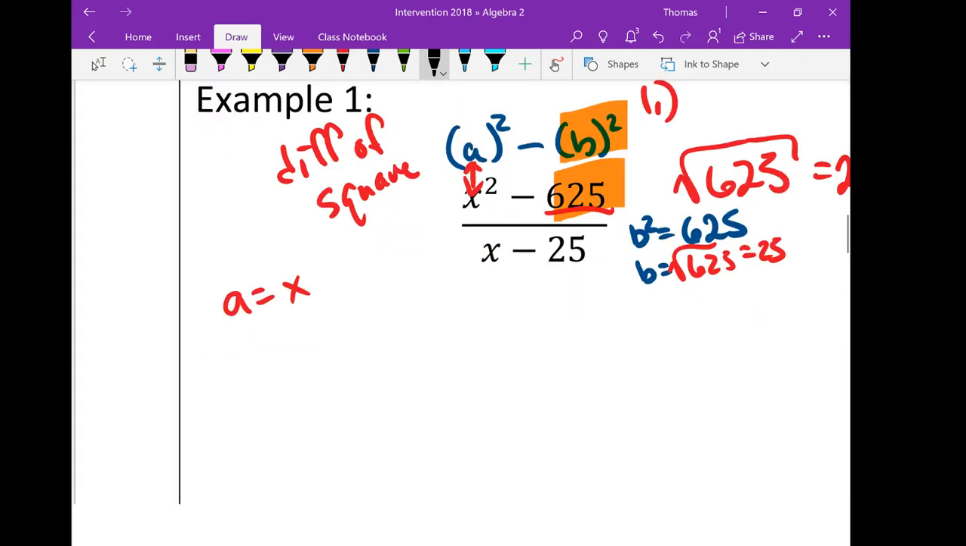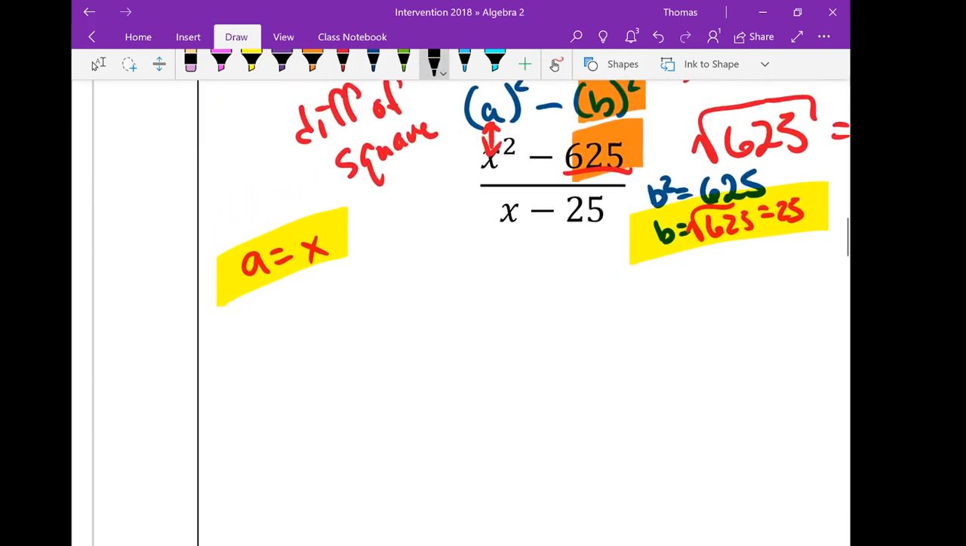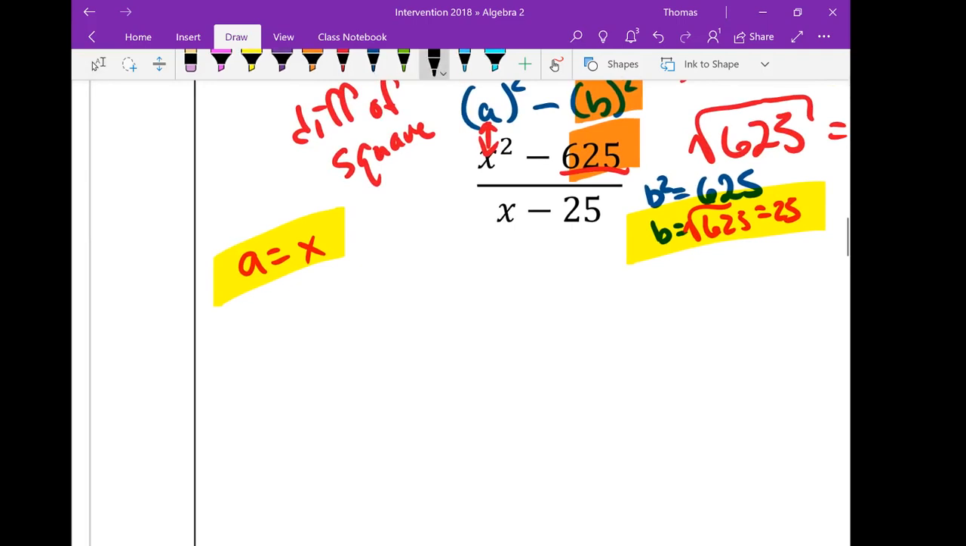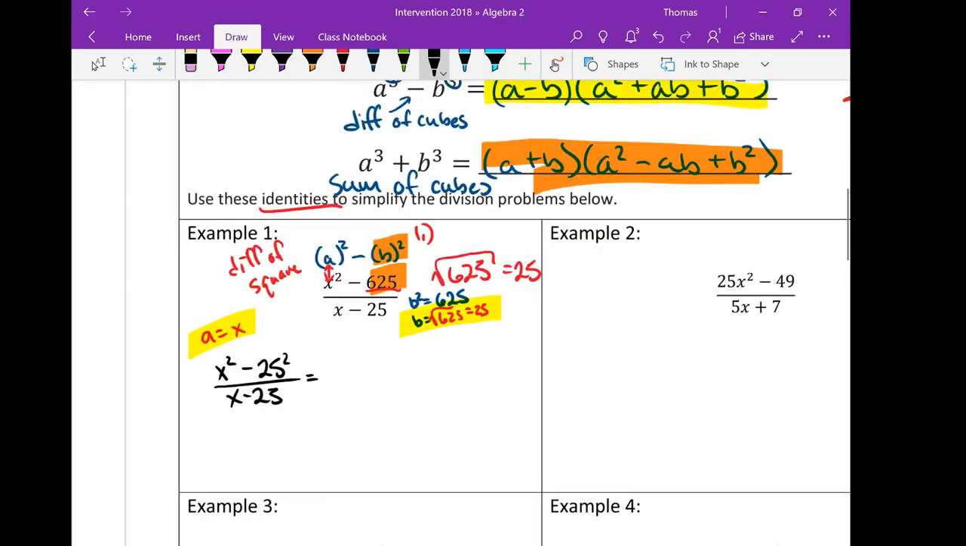So we figured out what identity we want to use. We want to use difference of squares. We picked out what our a and b terms are going to be. So now let's rewrite it so it looks most like a difference of squares. Originally it's going to be x squared minus our b squared, which is 25 squared, all over x minus 25. So now we just made it look exactly like a difference of squares.